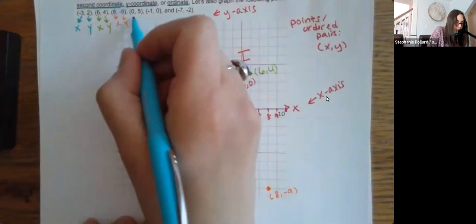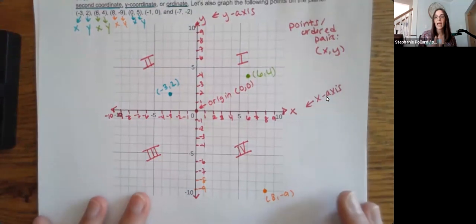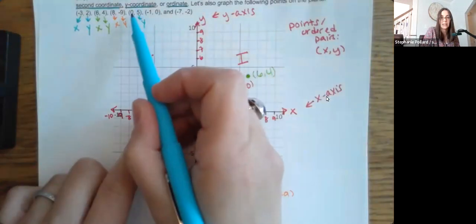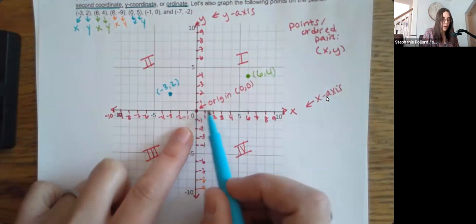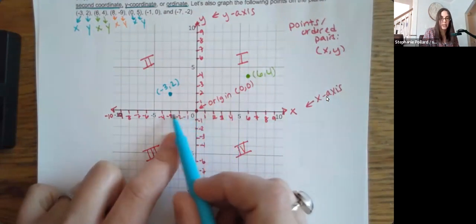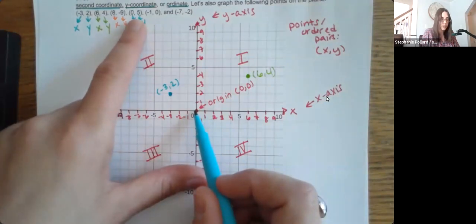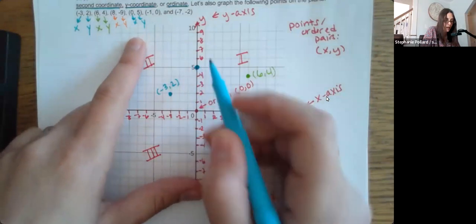Now, next I have the point 0, 5. So sometimes we do have zeros in our points. And when you have a zero, it means that that point actually lies on an axis. So in this case, our x value is 0. So what happens is 0 is right at the center. So I'm not going to move to the positives. I don't move to the negatives. I stay right at that center for x. And then I count up to 5 for y. It's positive, so I'm going up 5 units here. And my point will stay right on that axis.